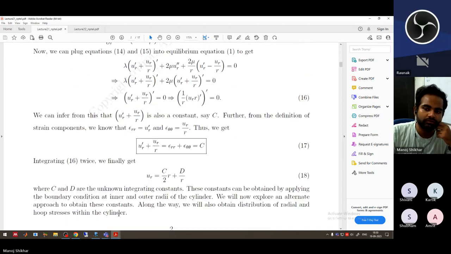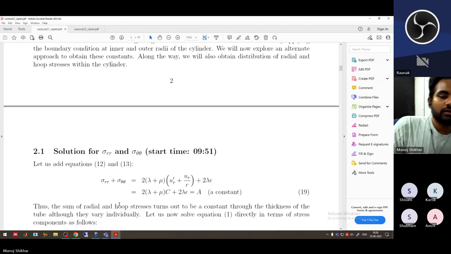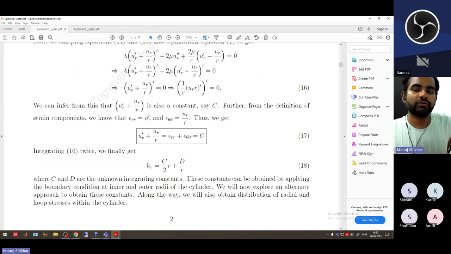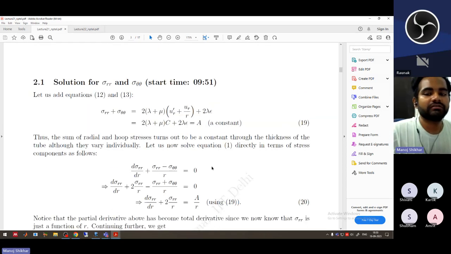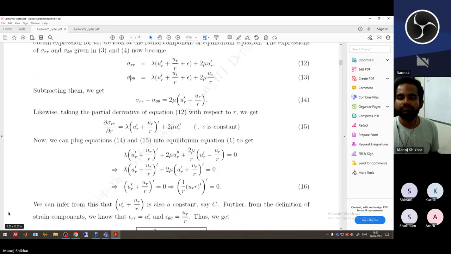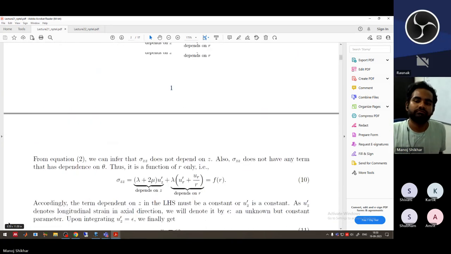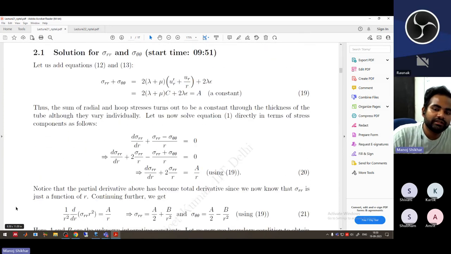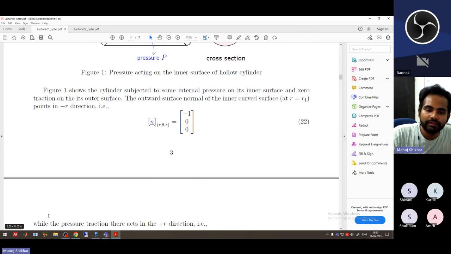Later on, we moved on to derive what will be the expression for ur, what will be the expression for sigma r or sigma theta, and so on. So now let's move on to solve some questions related to this topic.